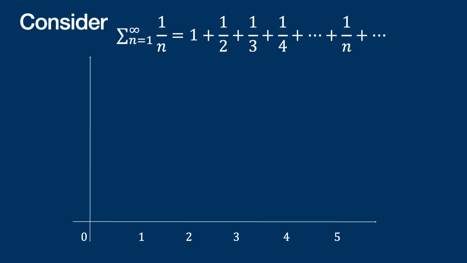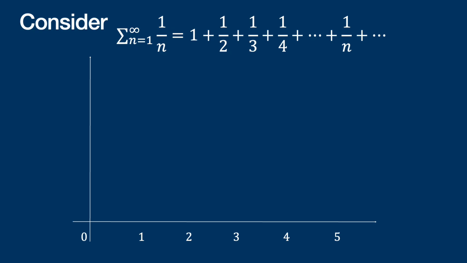Let's have another example. This time we're going to use the sum of 1 over n series: 1 plus 1/2, 1/3, 1/4, 1/n. We already know this diverges, so I'm going to prove this diverges by using this visualization one more time.